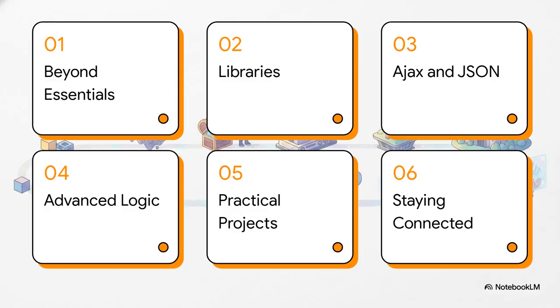To figure that out, we've put together a step-by-step developer's roadmap. We're going to cover moving beyond the bare essentials, powering up with libraries, the modern web with AJAX and JSON, advanced logic and architecture, practical implementation, and finally, staying connected.